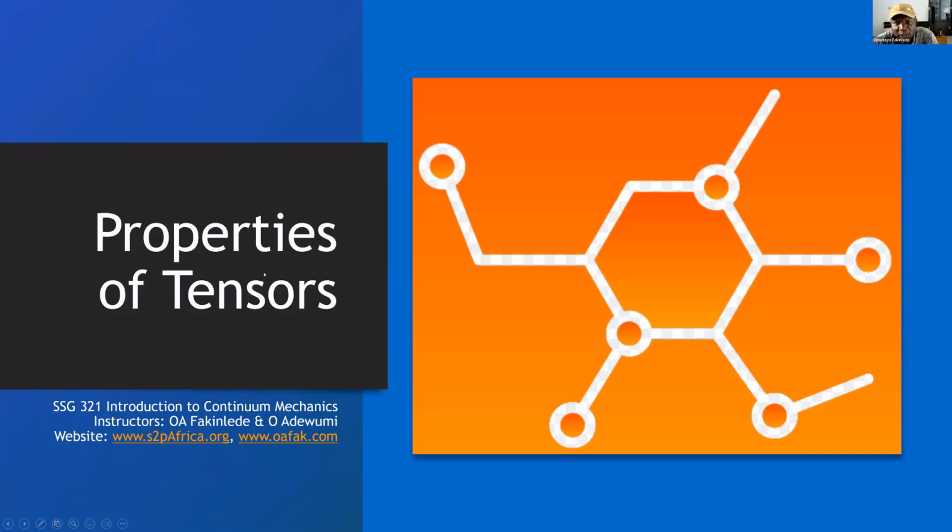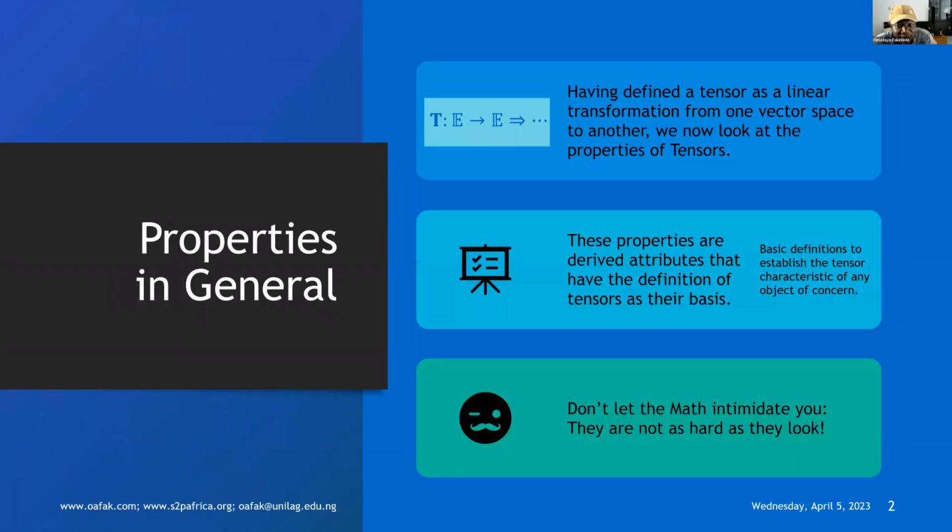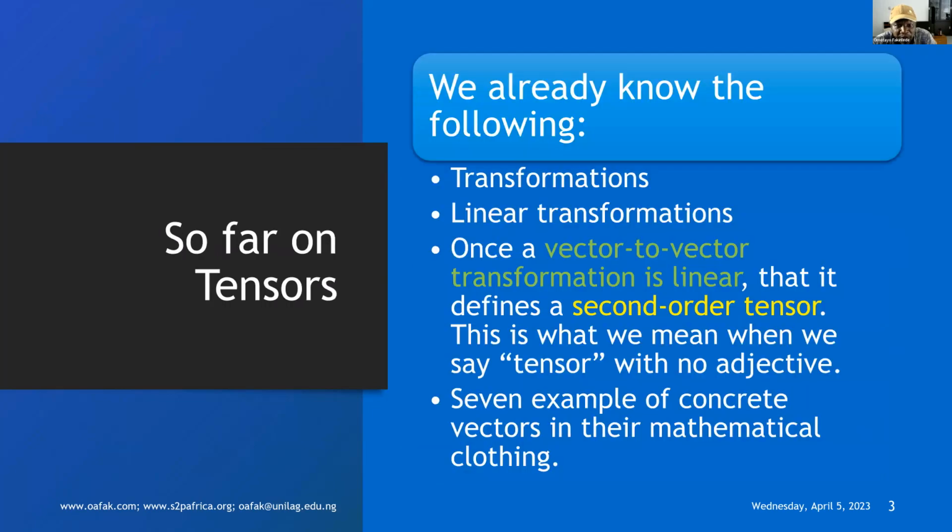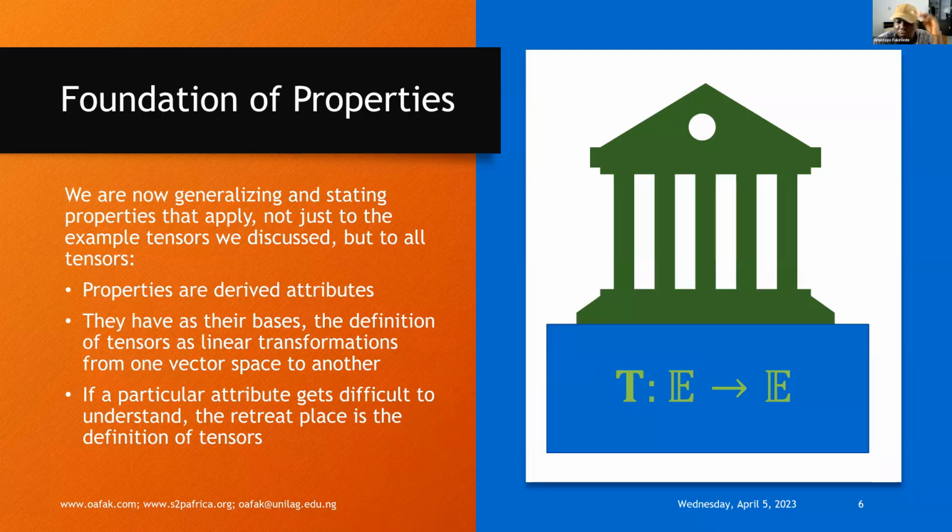Last week, we were looking at the properties of tensors. We began by looking at the fact that properties are built on the foundation of the definitions. So if you want to examine any property, you go back to the definition, and then you get all those attributes. Those attributes are coming from the definitions.